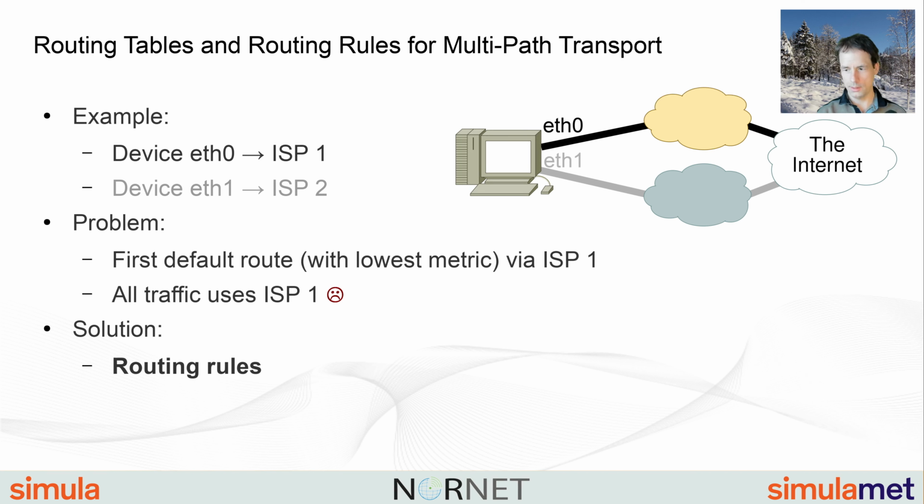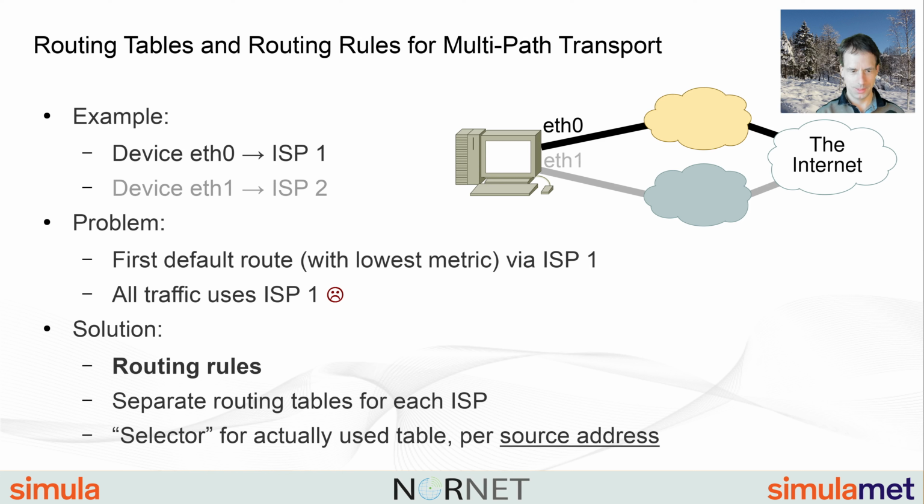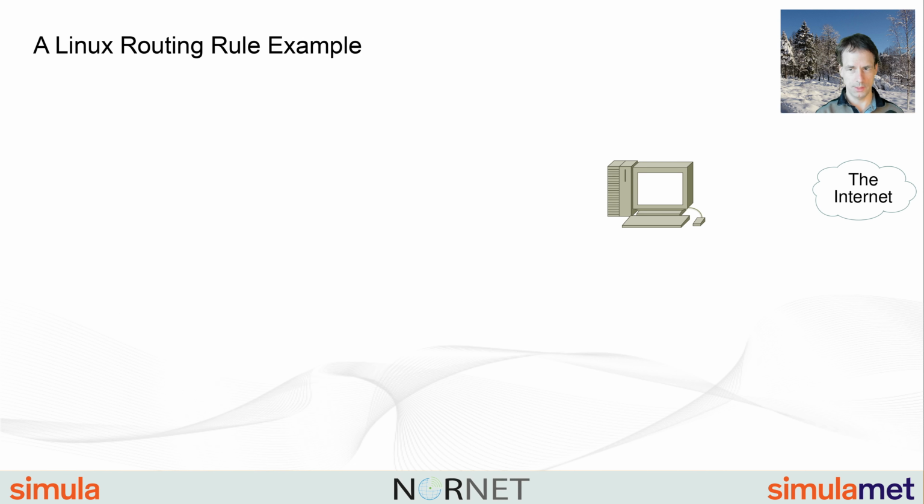The solution under Linux is routing rules. I will explain this a little bit more in detail. In fact, with routing rules you create separate routing tables, one for each ISP, and then select the right routing table for an outgoing packet according to the source address of the packet. So let me show this as an example.